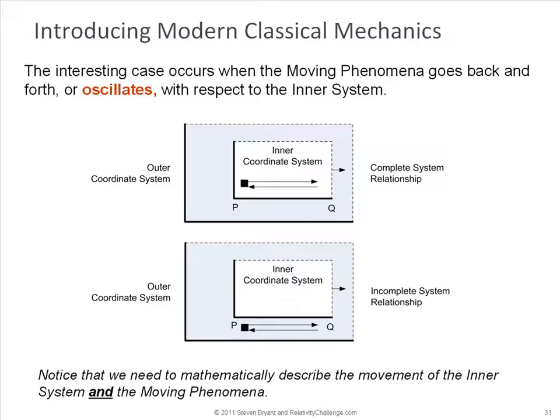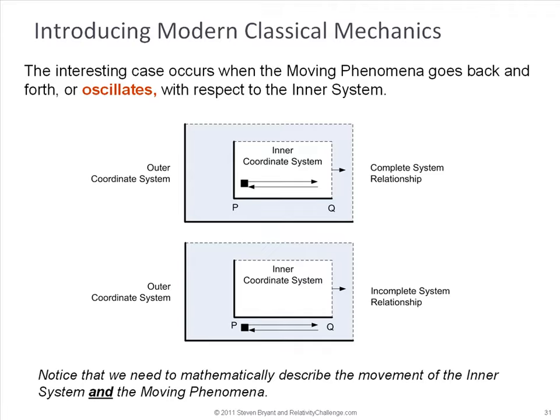across the outer system. And while that's occurring, we will ask the moving phenomena to just oscillate between points P and Q. So you can see in one case, it's going to oscillate with respect to points P and Q with respect to the inner system. So its motion is governed by the inner system. That's a complete system relationship.